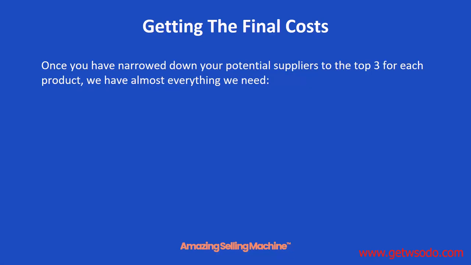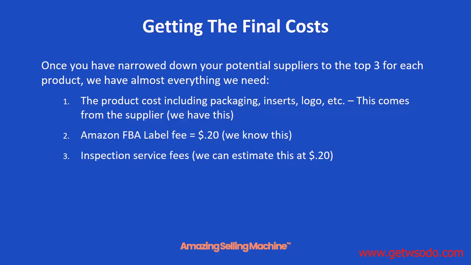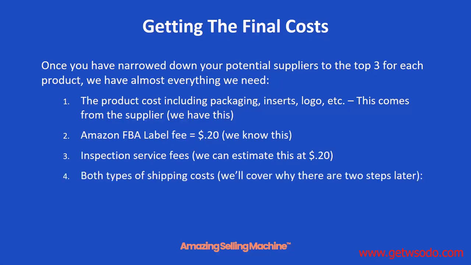Now, once we've narrowed down our potential supplier list to the top three for each product, we have almost everything that we need. We should have the product costs, including packaging, inserts, instructions, logos, etc. Everything basically that our supplier has quoted us will be the cost of our product. We know that the Amazon FBA label fee will be 20 cents per unit. We can estimate that the inspection service fees will also be 20 cents per unit. So now we need to figure out what the shipping costs will be.